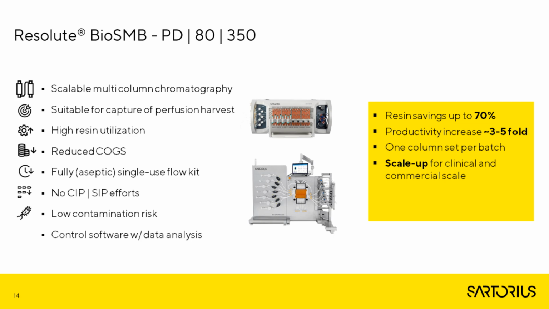So this unit supports resin savings and a higher productivity, 3 to 5-fold. You can also operate the unit so that you have 1 column set per batch, and so with small column volumes, you utilize the resin lifetime within 1 batch, and it's scalable.